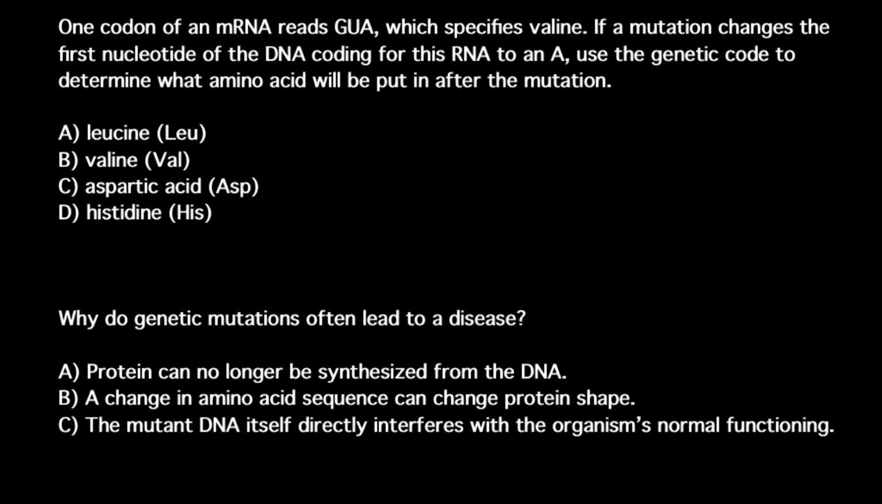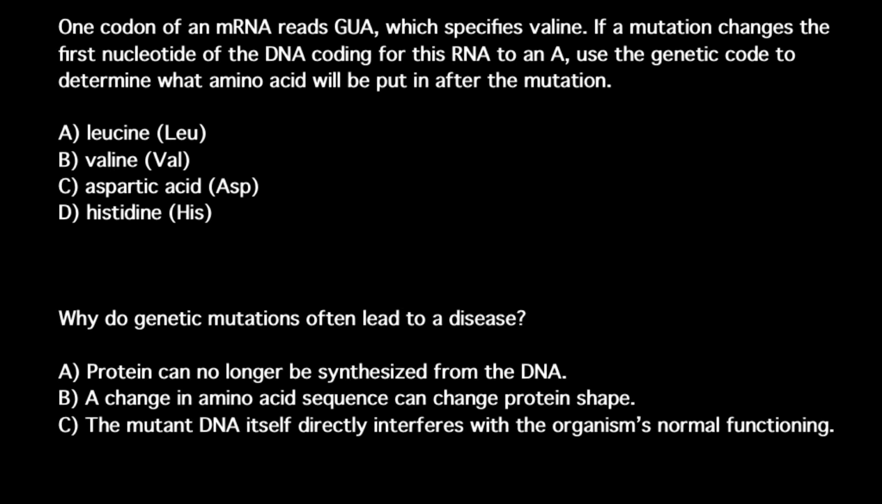In this video I'm going to talk about how genetic mutations affect DNA and RNA and protein production. And as usual, I recommend you stop the video here, read both questions, try to solve both problems, choose your correct answer, and when you are ready you can run the video again and compare your answer with my answer and explanation. So the first question is: one codon of a messenger RNA reads GUA, which specifies valine.